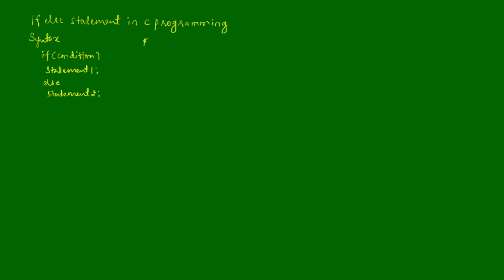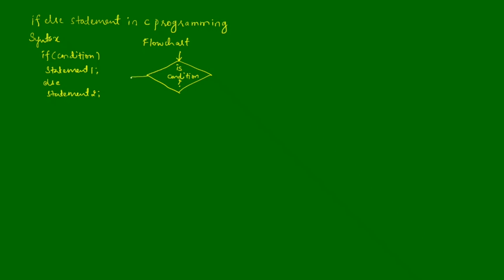Now let us draw a flowchart for this if-else statement. Here I'm going to draw a down arrow mark, and now we are going to check the condition. Is condition true? Here the condition will be written in a rhombus shape. I'm going to draw a rhombus.